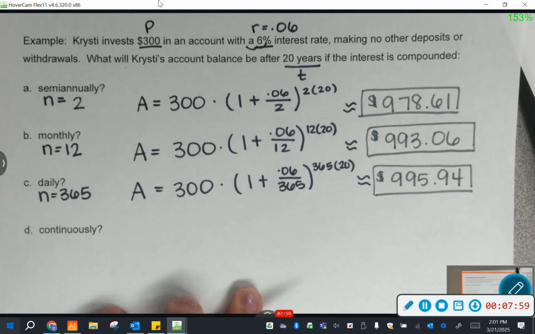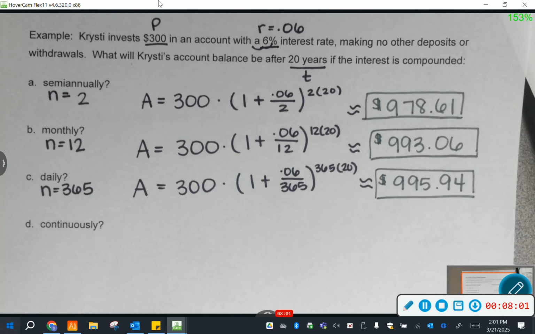Please look up and make sure your equations match my equations. I know y'all do not have Desmos open, so if you can also look down the answers. What about the jump from semi-annually to monthly? It's a pretty nice increase for each, right? What about from monthly to daily?